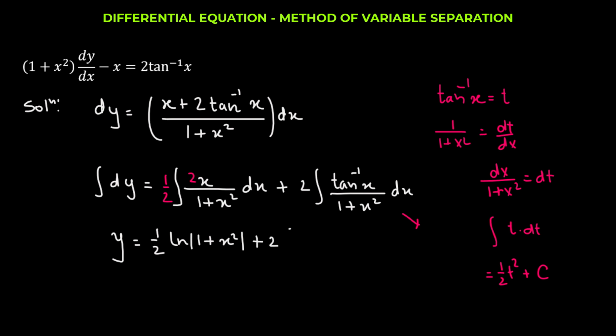Replacing t with the tangent inverse function, we have 2 multiplied by half of (tan⁻¹x)² plus the constant of integration c. Performing the required algebraic manipulation, the final answer will be half natural log of (1 + x²) plus (tan⁻¹x)² plus the constant of integration c.